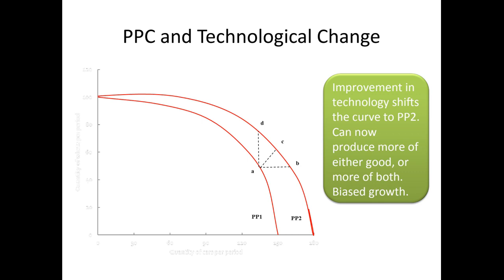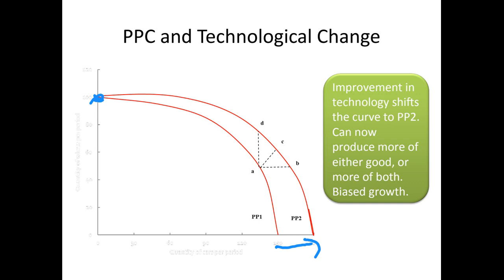This is what we call, although it's not mentioned here, but if you read the textbook, you'll find it there. This is what we call biased growth or unbalanced growth. So notice the growth is taking place only in the automobile sector. There's no growth in the wheat sector. But it does not mean that you cannot produce more wheat. So don't get confused. Even if there's no growth in the wheat sector, you can produce more wheat. How? This is shown here.